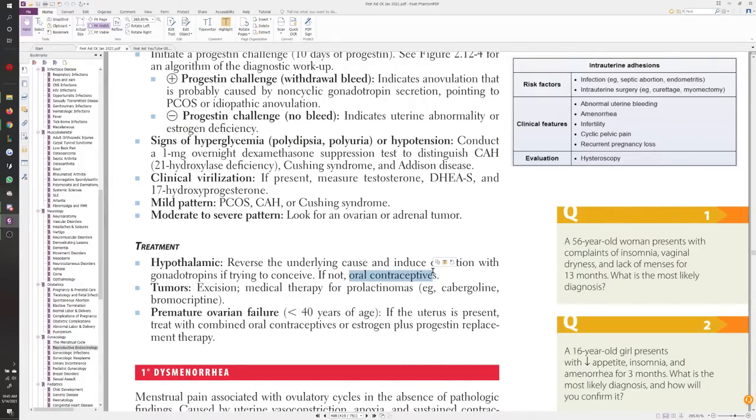Last one, premature ovarian failure. Someone who's basically become menopausal under age 40. If the uterus is present, treat with combined oral contraceptives or estrogen plus progesterone replacement therapy. That's it. Hope that helps.